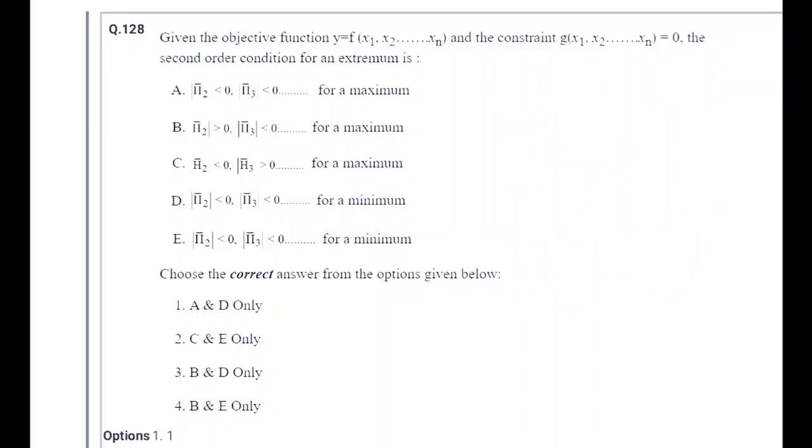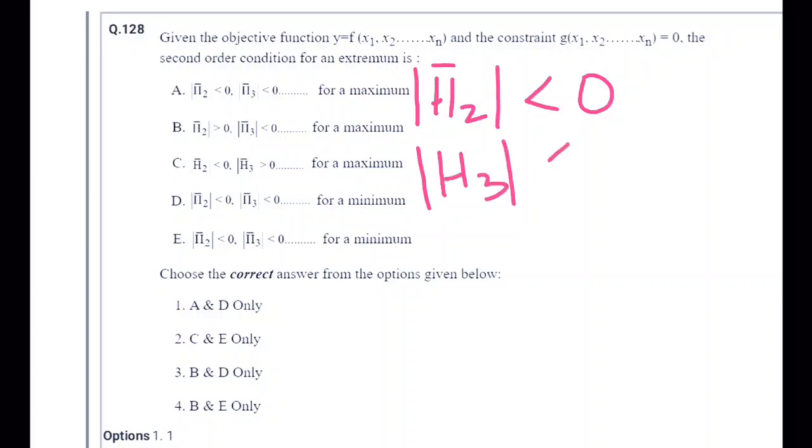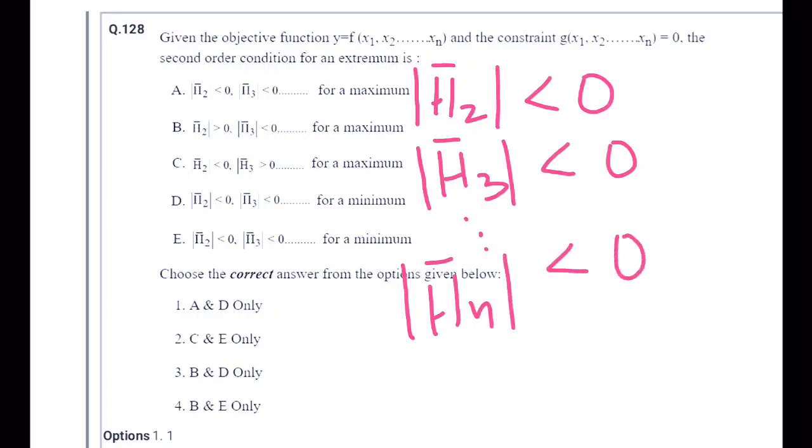Okay, now what are the conditions? If H2, which is the second ordered bordered principal minor, if its determinant is less than 0, and similarly H3 is also less than 0, so on up to Hn, the nth ordered bordered principal minor, if all are less than 0, we get a positive definite matrix, and a positive definite matrix satisfies the sufficient condition for relative minimum.